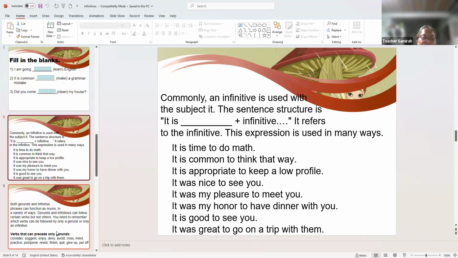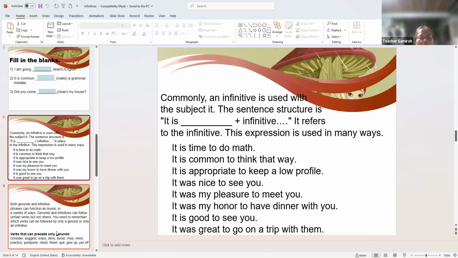And then, it was nice to see you. So the blank here is actually some words being added between it and the infinitive. It was my pleasure to meet you. If you look at it, is and was are just one. Is is a present tense. Was is a past tense. They are both verbs.